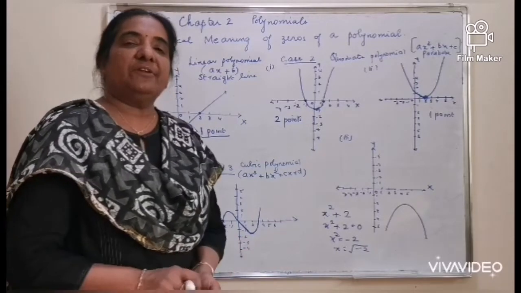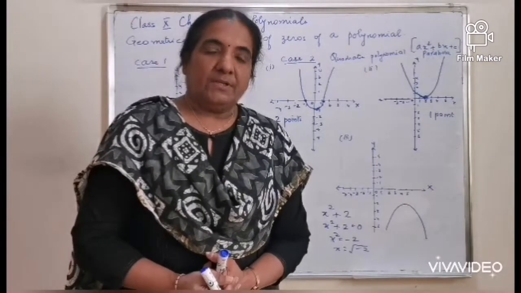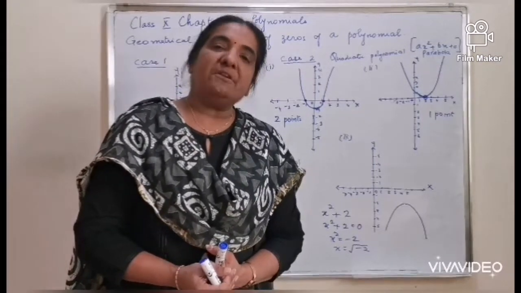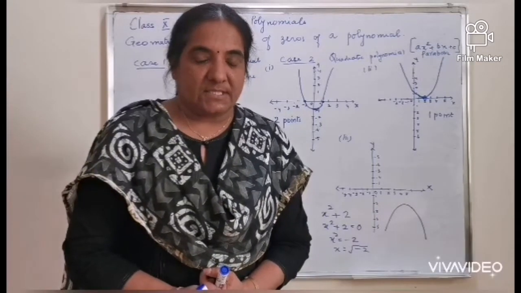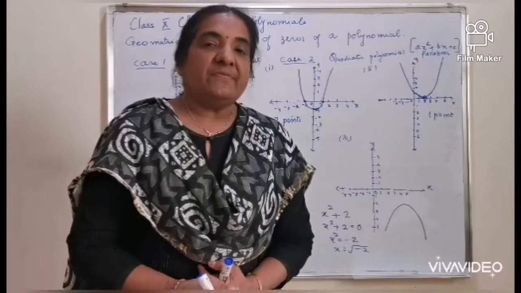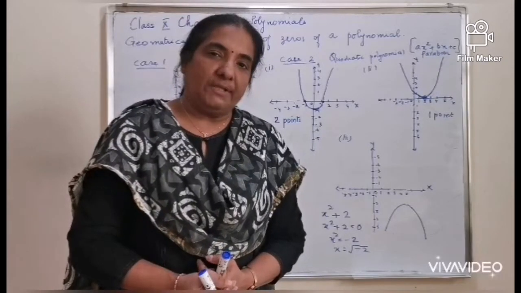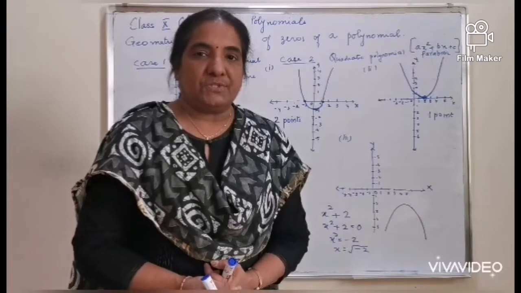Thus, in general, if a graph is given to you, you can check the number of points where the graph intersects the x-axis, which will give you the number of zeros, and the x-coordinate of the point will give you the value of the zeros.